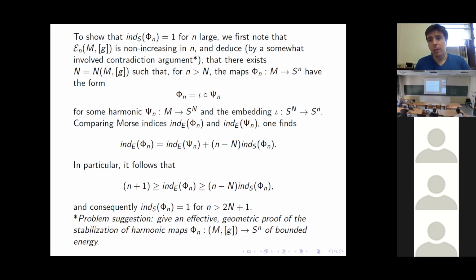Okay, so it's kind of a fun argument, but it would be nice, and I think in principle some such argument should exist, but we didn't find it, to get an effective geometric proof of this stabilization property of harmonic maps of bounded energy. So given an energy bound, can you say what the maximum dimension is of the target sphere in which you're linearly full? I think it's an interesting problem that we thought about briefly as we were doing this, but then we had the ugly argument that worked and eventually just went ahead with that.